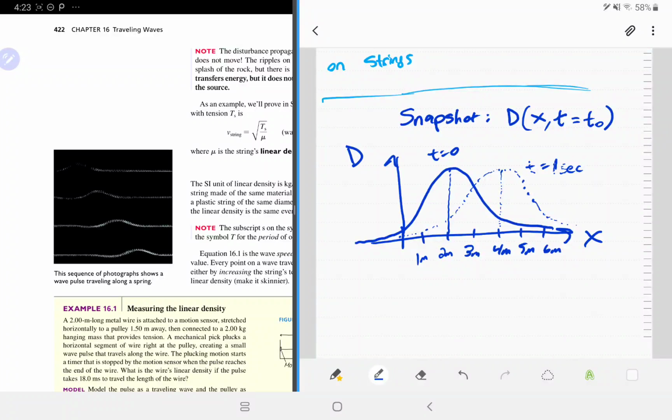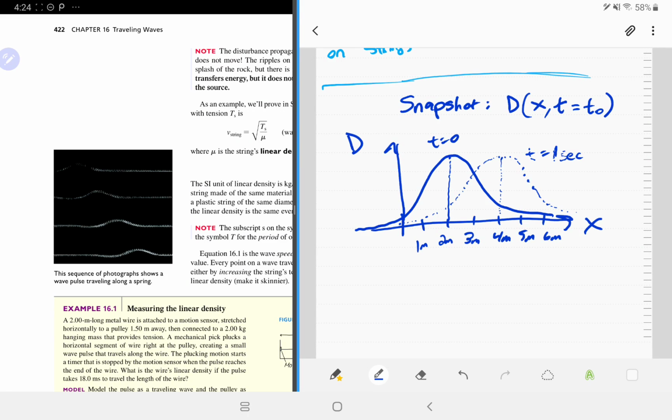So in general, if you have a snapshot graph, you don't know the speed of the wave. However, if you have the graph at 2 different moments in time, we can infer what the wave speed is, right? You can just track the peak of that pulse.